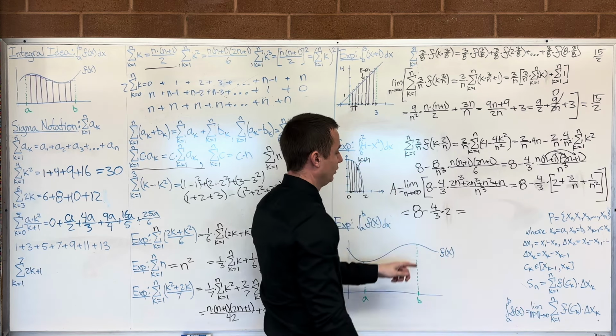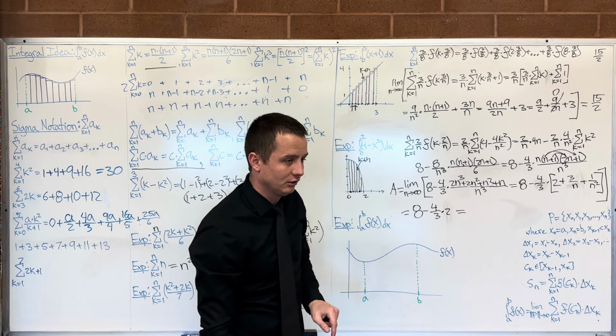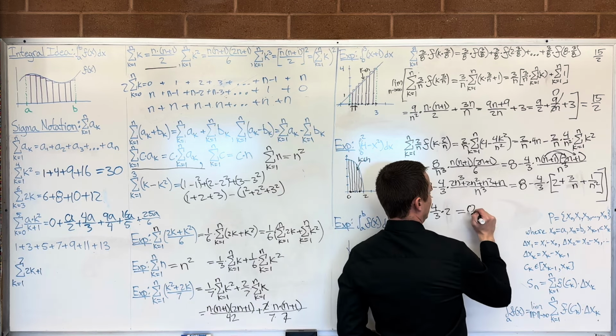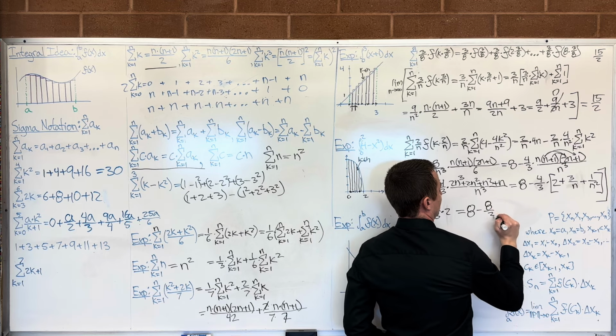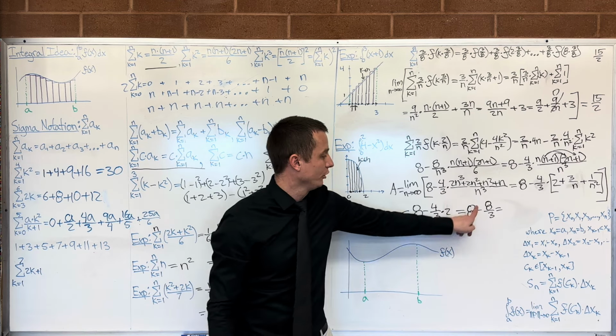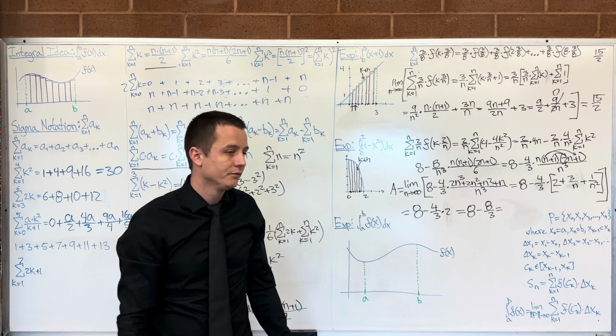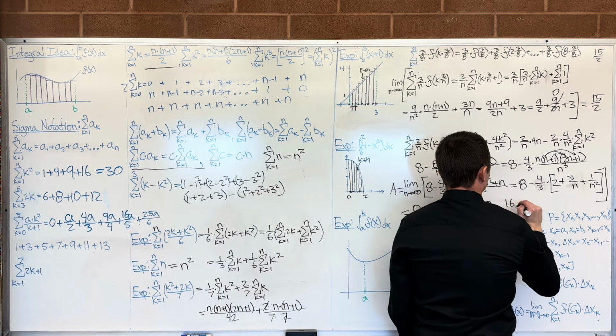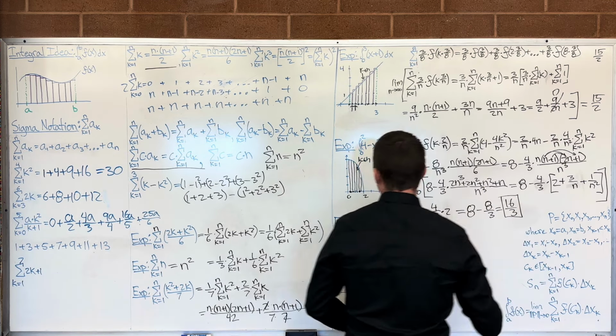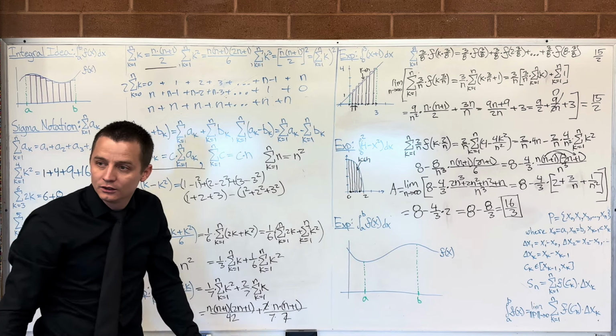Or in other words, it's going to be 8 minus 8/3, which is the same thing as 24/3 minus 8/3, leaving us 16/3. 16/3, which is the correct answer. There we go. We perfectly calculated that area.